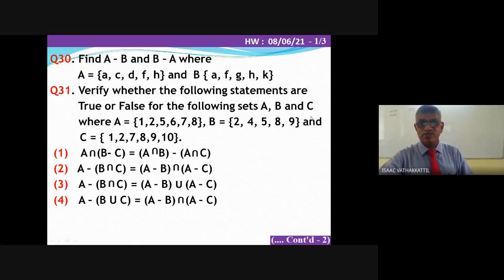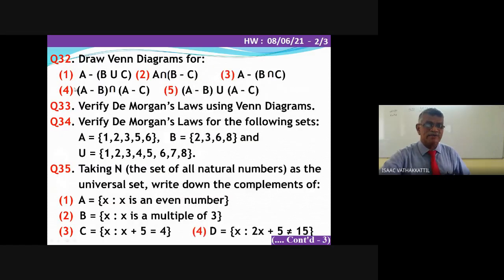Verify whether the following statements are true or false for sets A, B, C. A intersection (B minus C) is (A intersection B) minus (A intersection C). You have to state which of them is true. A minus (B intersection C). A few of them you know, but you have to do all these. Further, draw Venn diagrams. First, it is testing time for you. Draw Venn diagrams: A minus (B union C), A intersection (B minus C), A minus (B intersection C), A minus B union A minus C. You can ask me any question if you don't get it.